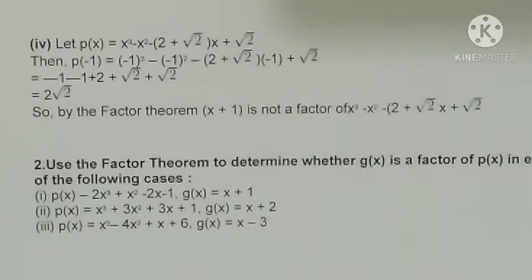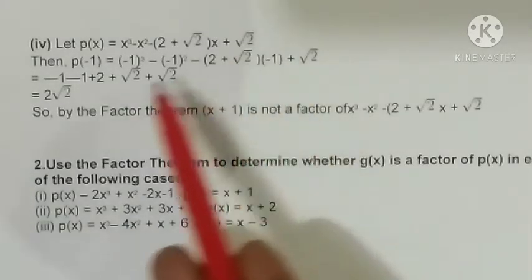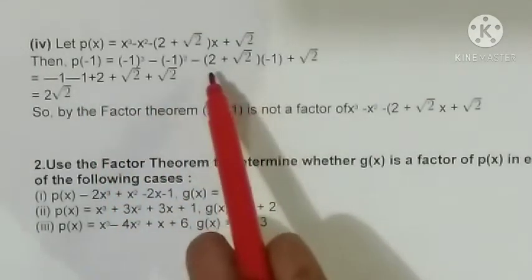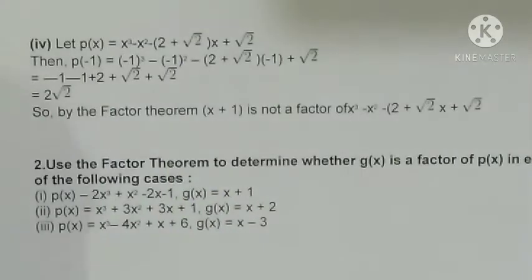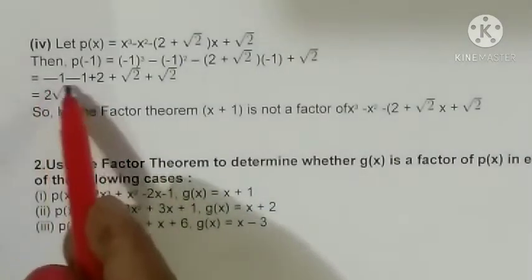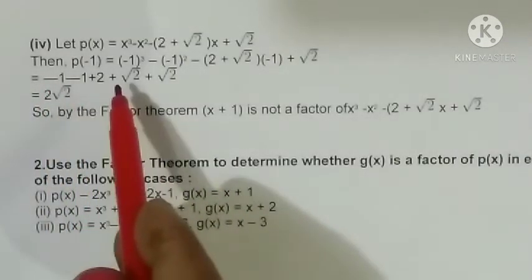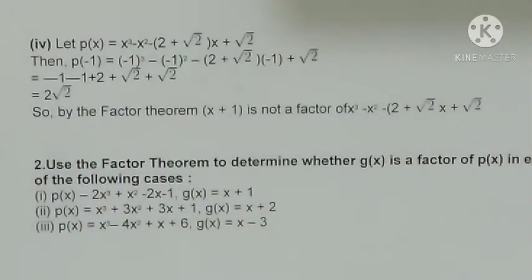Minus of minus 1 square is minus 1 again. Then minus 2 plus root 2 should be multiplied with minus 1. So the first term, minus 2 into minus 1, becomes plus 2. Minus into minus is plus only. So plus root 2 again plus root 2. So what will happen? The minus 2 will get cancelled with the plus 2. But what about this root 2 and root 2? It is equal to 2 root 2 only.